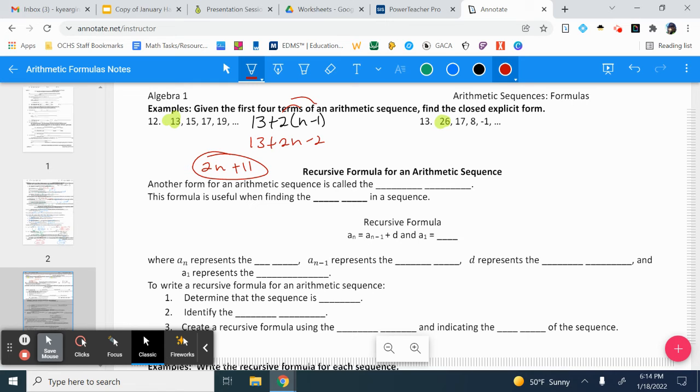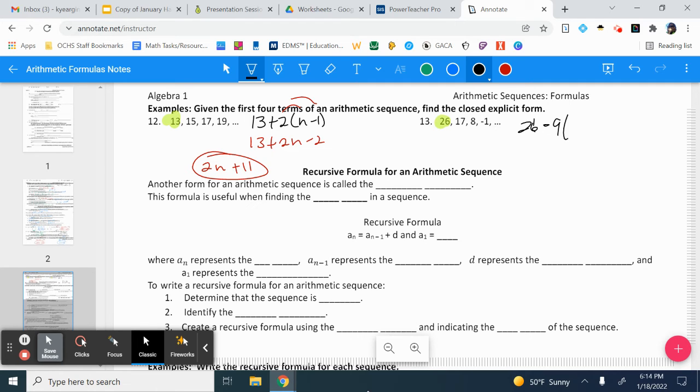For number 13, my first term is 26, but I need to find out what did I do to 26 to get to 17, what did I do to 17 to get to 8, and what did I do to 8 to get to negative 1. And if this doesn't jump out at you, remember you can take the second term and subtract the first. So you do 17 minus 26. And you'll find here that our common difference is adding negative 9.